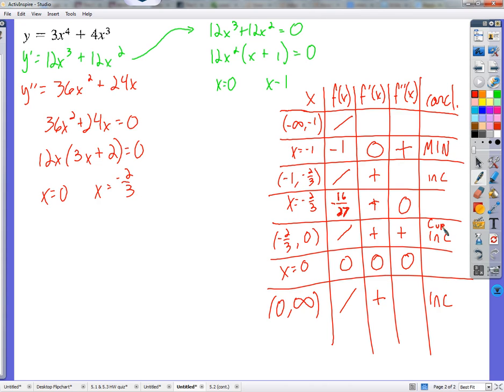Okay. And how about to the right? Anything from 0 to infinity? Positive. Okay, so all of it is concave up. So concave up. That's fine. Positive.